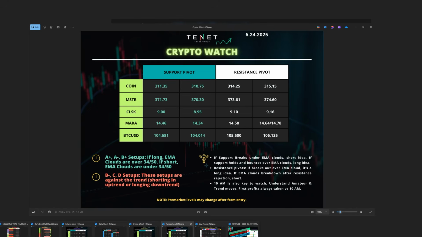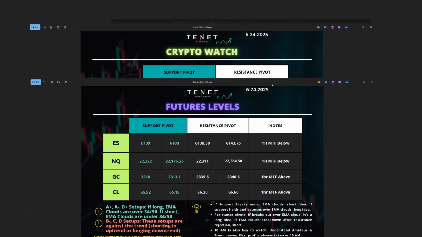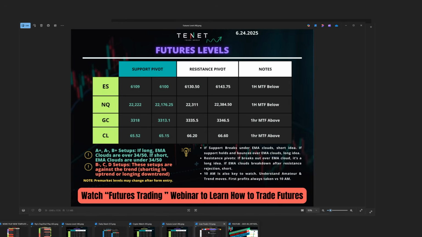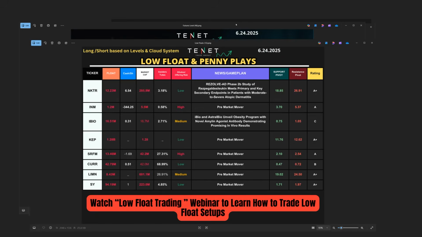In addition, we also trade futures in the community. We provide future levels that you can trade. Today was a great day to trade the futures after 10:15 a.m. We'll recap that. Also, we trade low floats and IPOs, and we provide a plan on that as well. Nectar was a really nice setup from our pre-market low float plan.